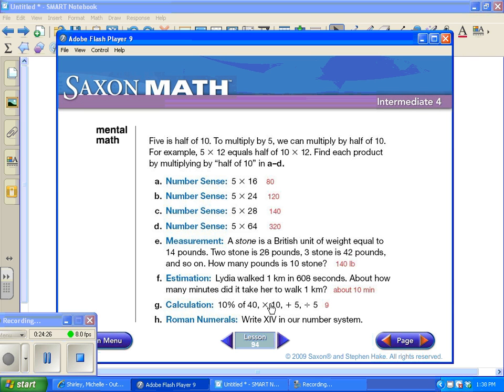Some good old Roman numerals. Write this in our number system. We know that X means 10. Okay, now let's see what else is left. We've got an I and a V. Now we know the V is 5, but if an I comes in front of it, that means 1 less than 5. So it means a 10 and a 4, and that would be 14.